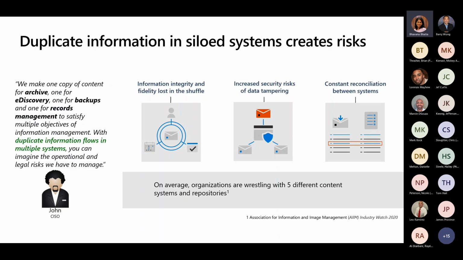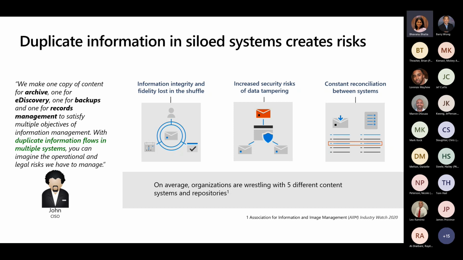Also, another common practice we hear is that some organizations may be duplicating information into multiple systems for various reasons. In fact, organizations may be wrestling on an average with 5 different content systems and repositories. For example, one of the IT decision makers mentioned that they make one copy of content for archive, one copy for e-discovery, one copy for backup, and one for records management so that they can satisfy multiple objectives of information management.